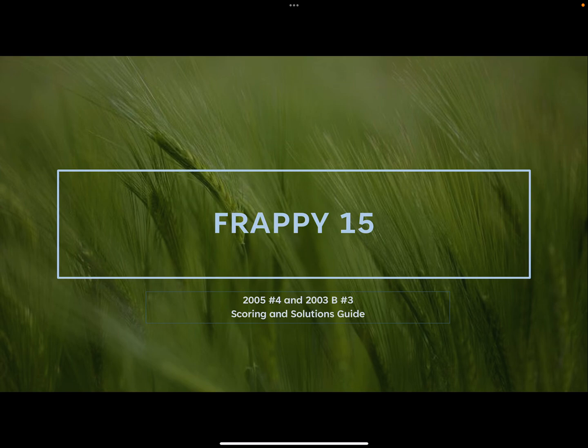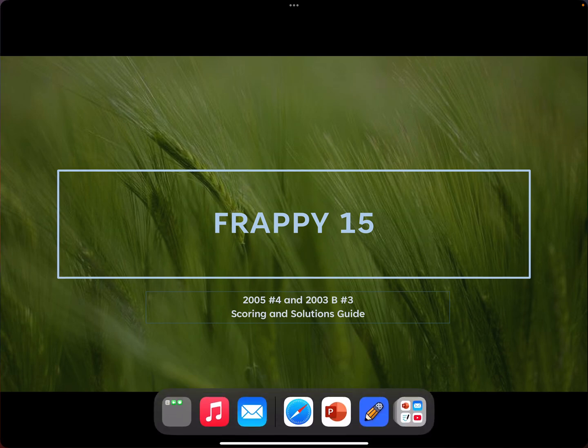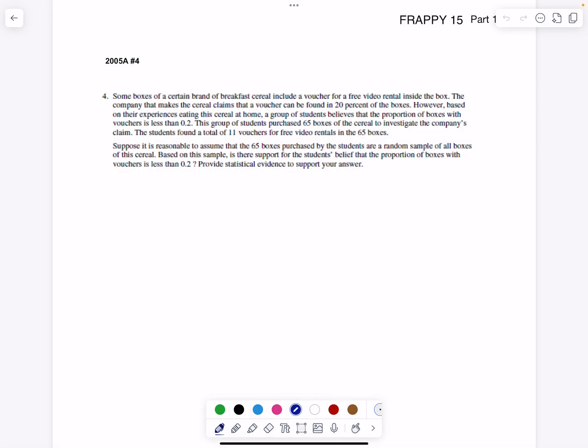It's 2005 number 4 and 2003 B number 3. It's the scoring and solutions guide. So let's jump over to the first one here. Okay, this is the 2005 number 4. It says test A, but it doesn't have a test A, test B. There's usually the actual test and then test B. So that's this. If you looked it up, it'd just be 2005 number 4. Okay, so let's look at this.